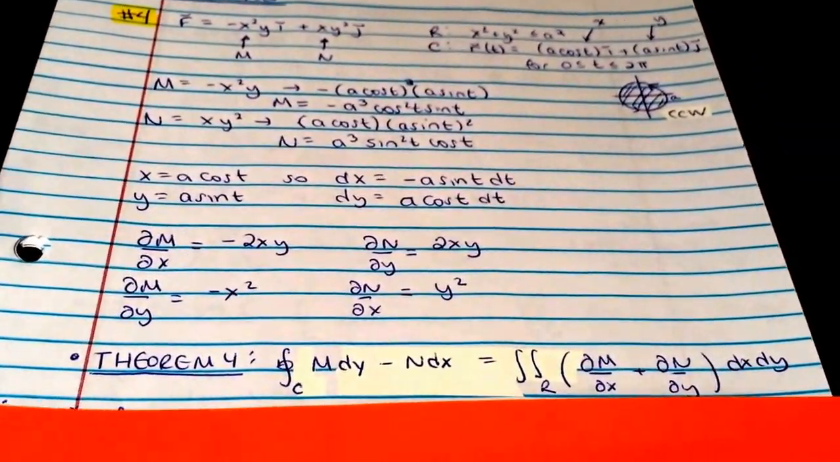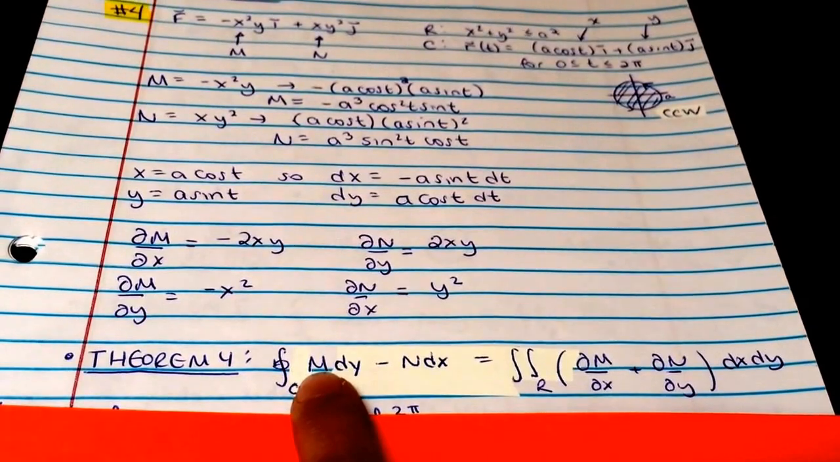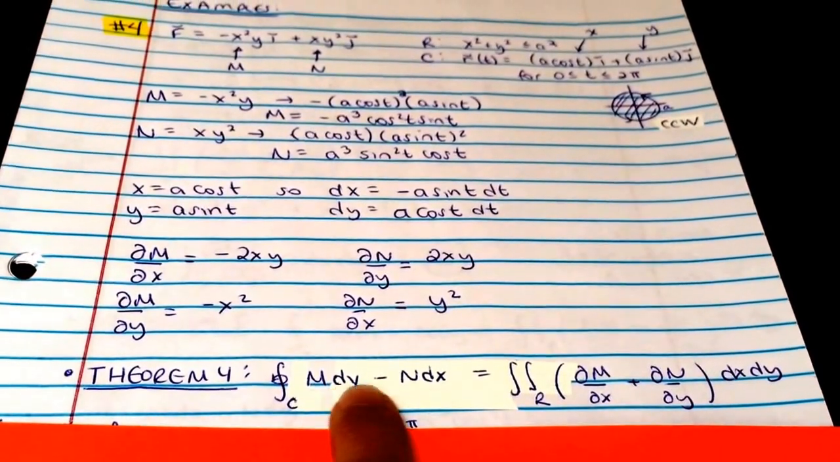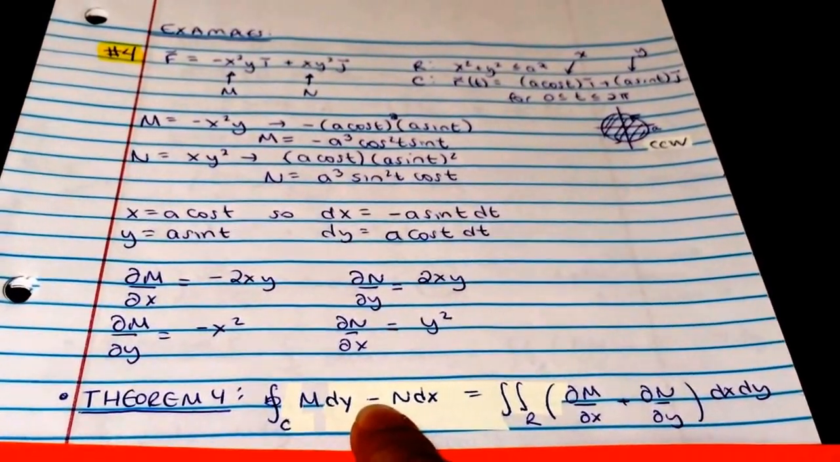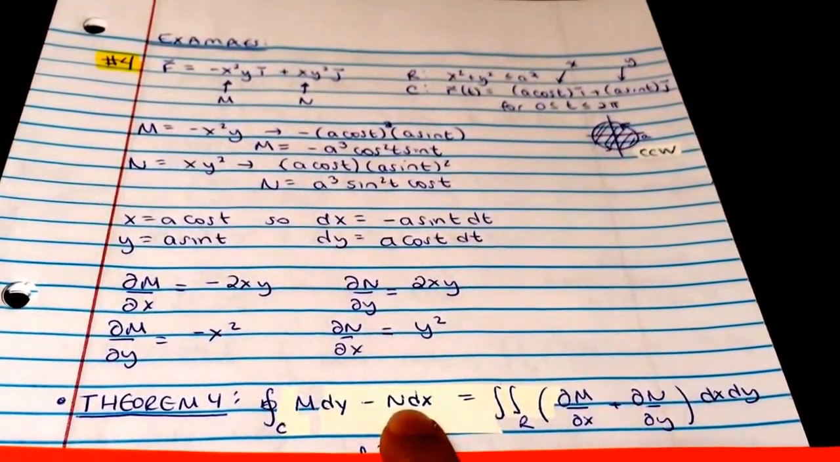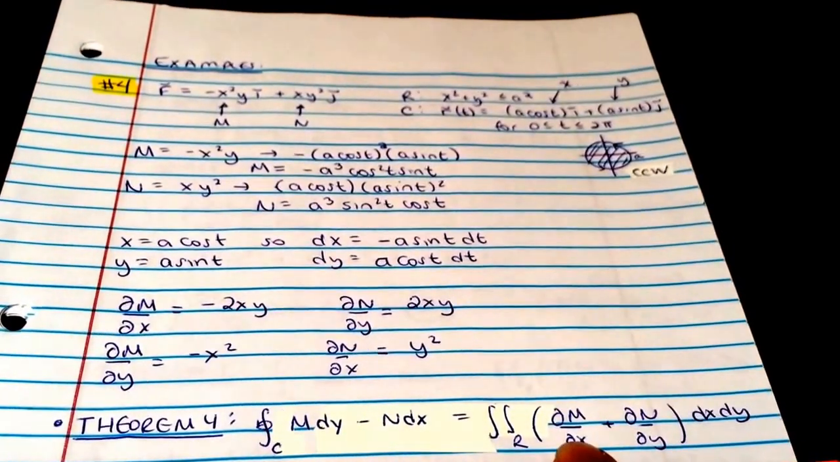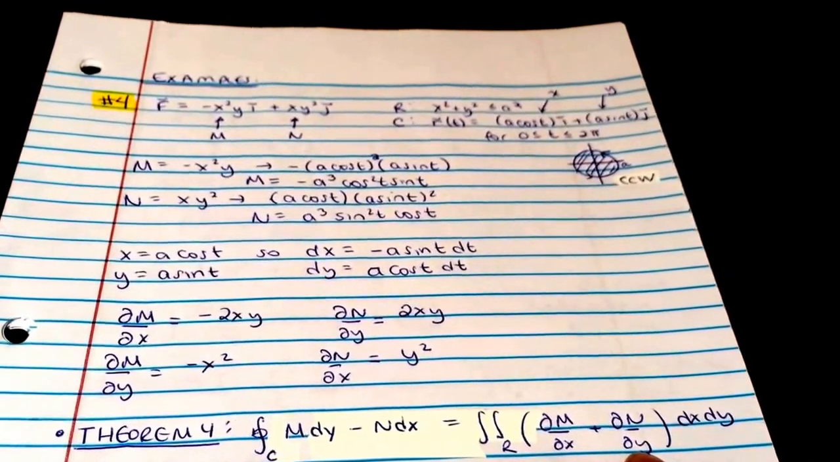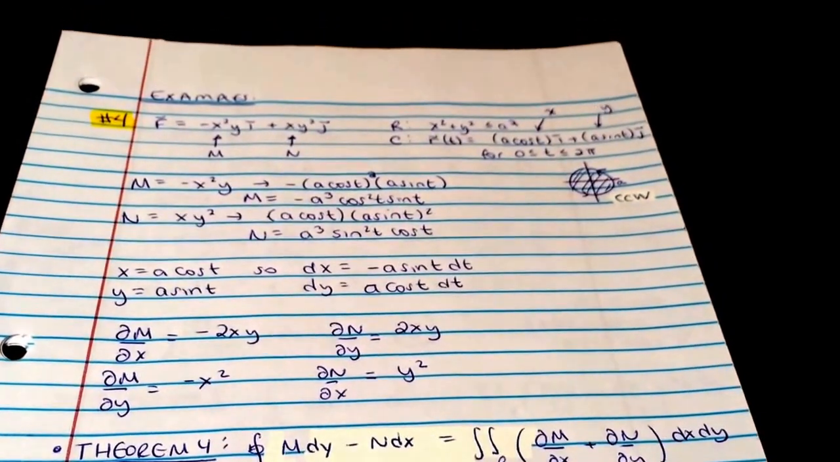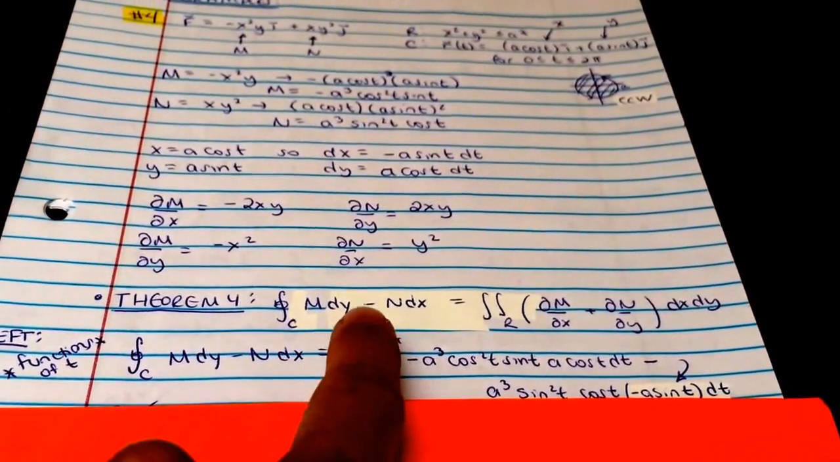Okay, so now that I have all my pieces, here's Theorem 4. The left side needs the m and the dy and the n and the dx. These are where you need the t's. So the left side, you're using t's. Over here, you need the dn dx, dn dy. So over here is where you're using the x's, right? So you have to do both sides. So you're doing the left side and the right side.